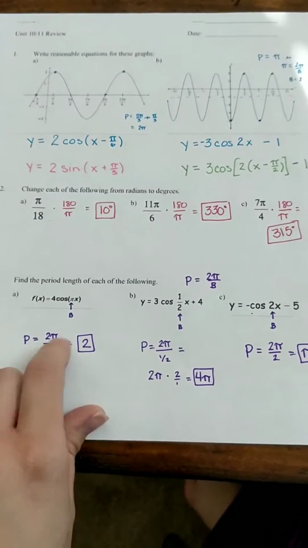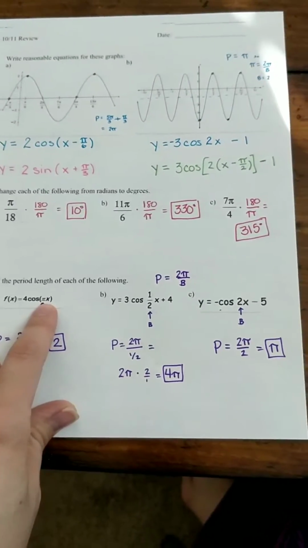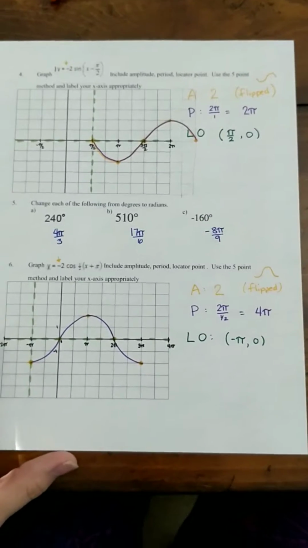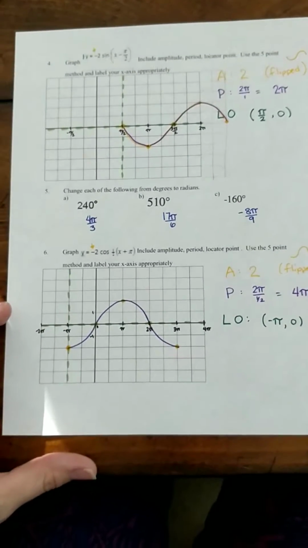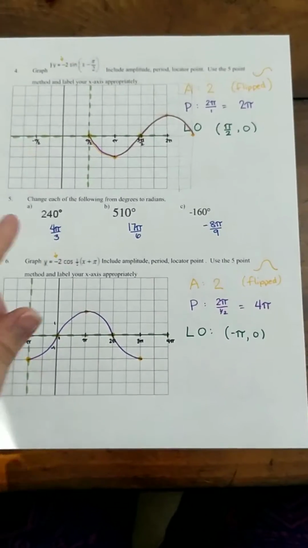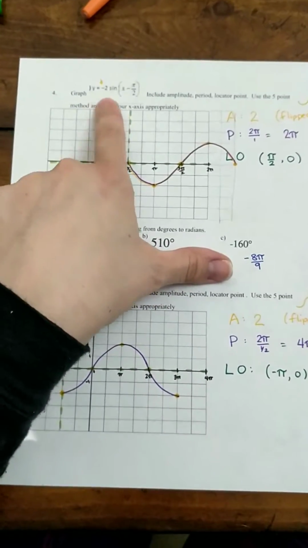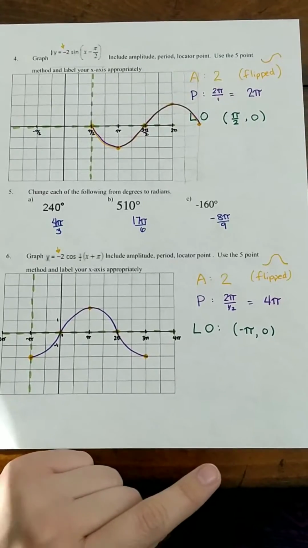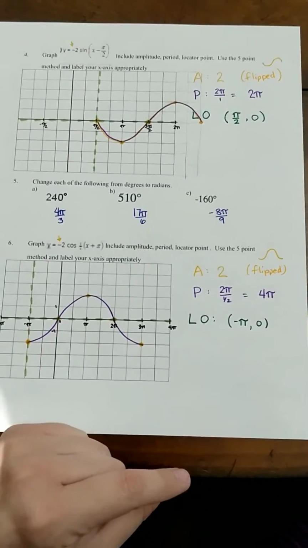This one right here, be careful because your b is a pi. And then here are your two sine and cosine graphs. Just be careful because of that negative sign. Make sure that you flip it. When you go back and check your test answers, always check for the ones that are supposed to be flipped or for negative signs.